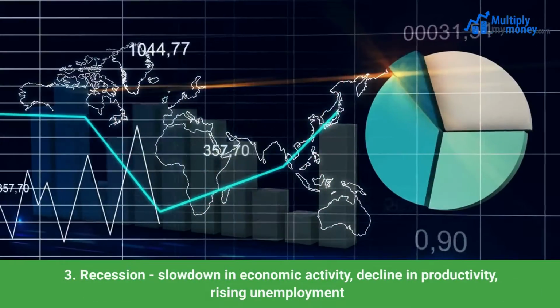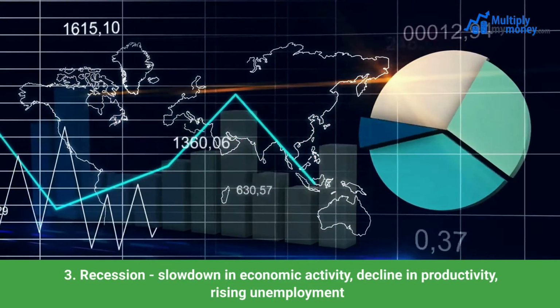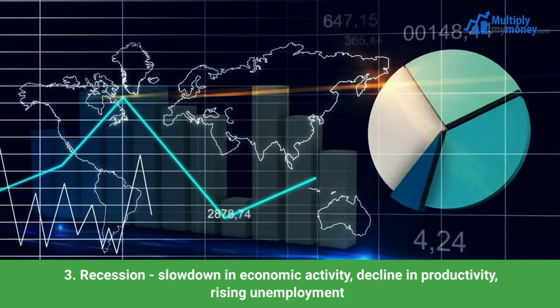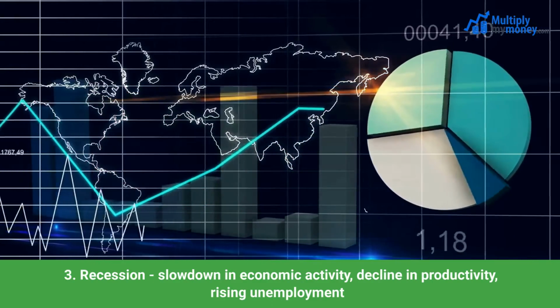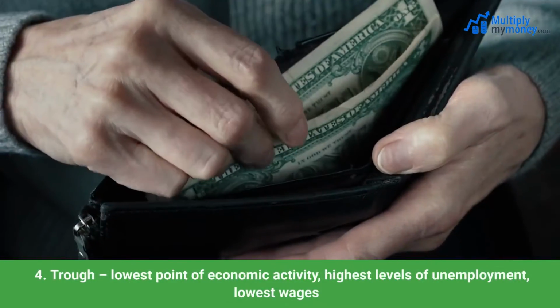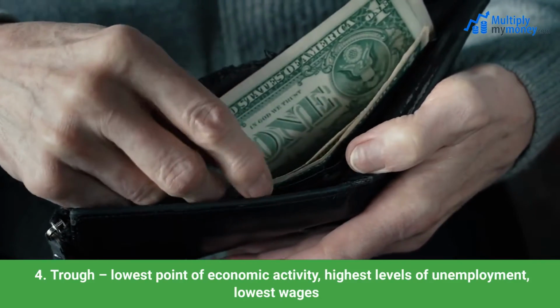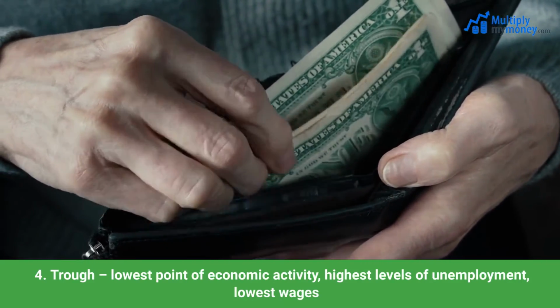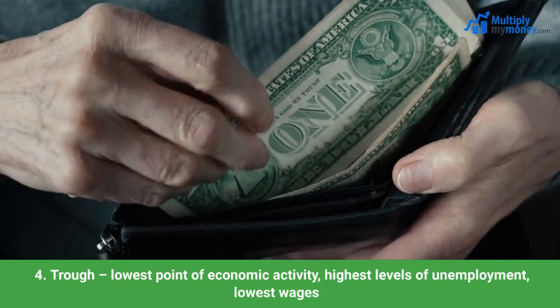Number 3, recession: slowdown in economic activity, decline in productivity, rising unemployment. Number 4, trough: lowest point of economic activity, highest levels of unemployment, lowest wages.